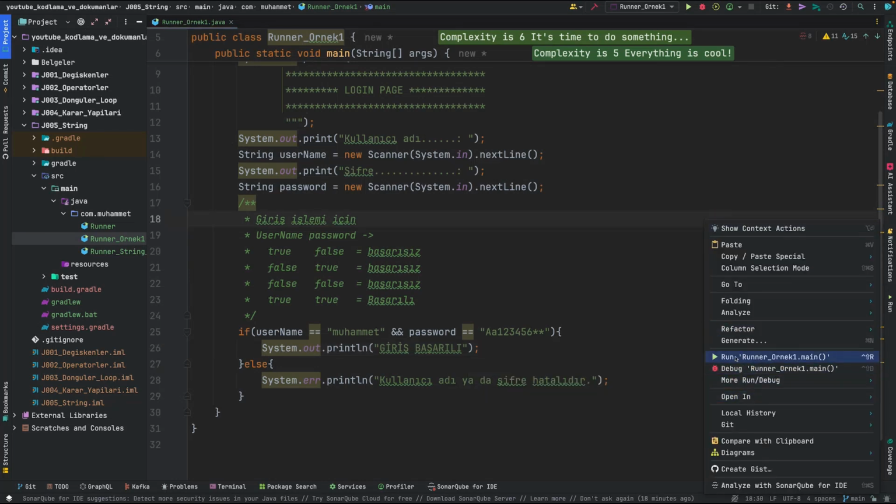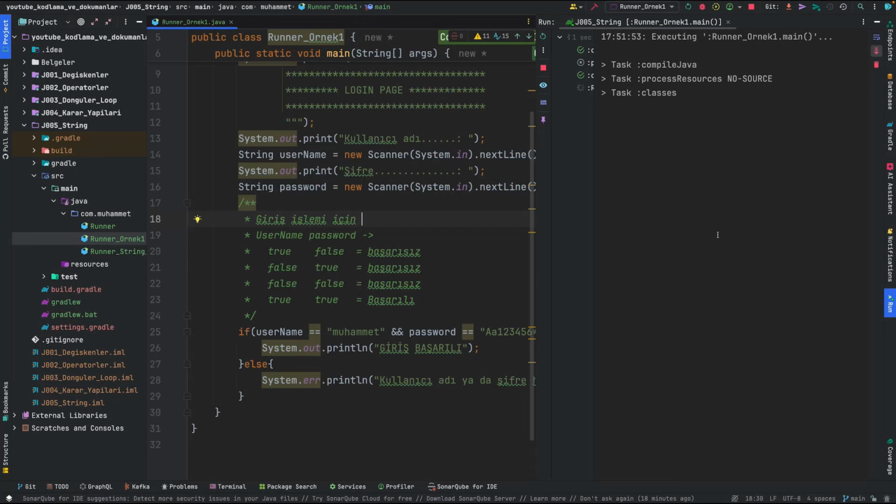Now let's run it and see. Let's enter it incorrectly. Guys, username is Ali. Password might be a big heart.